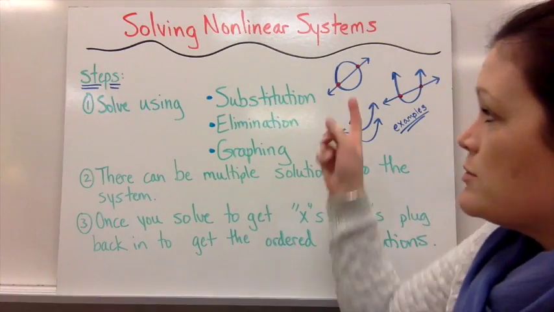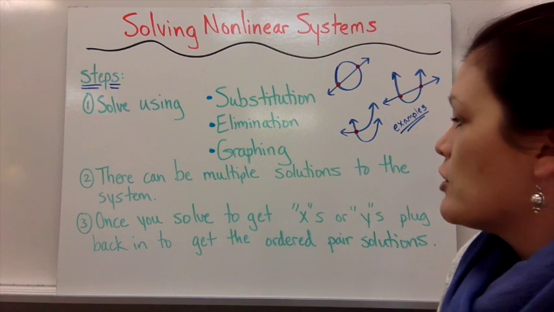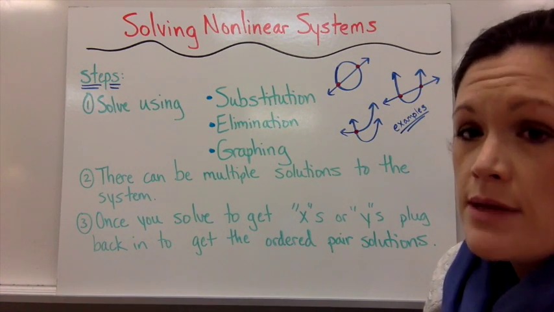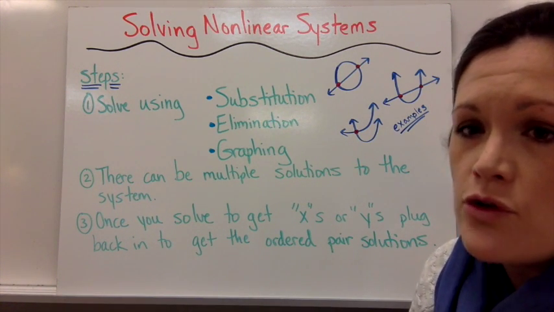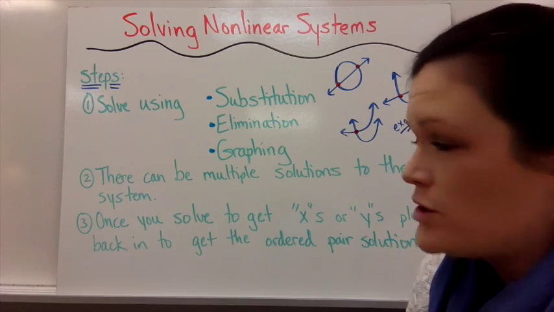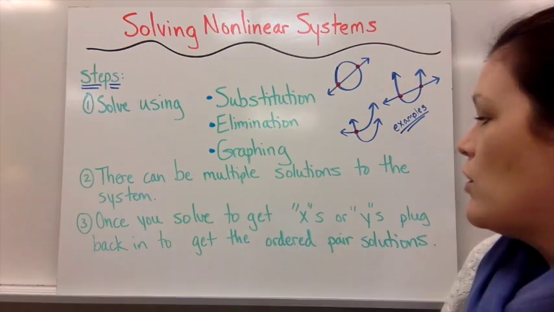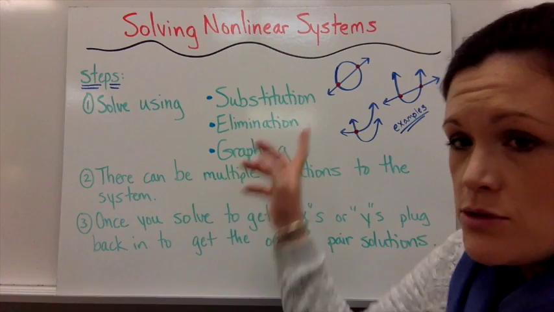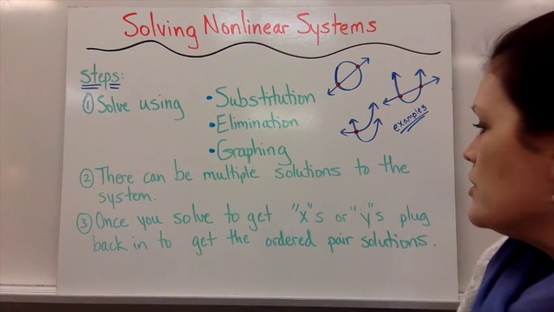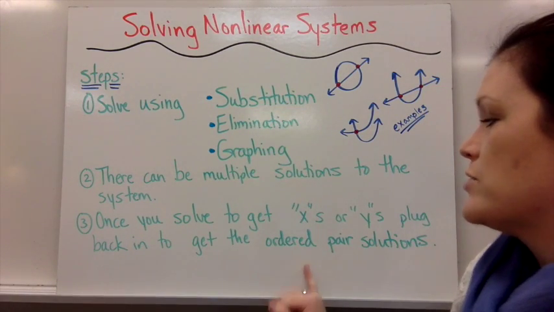So keep in mind we use substitution, elimination, graphing. There can be multiple solutions to the system. There can be none, there can be one, two, and a few times there could be more than two. You never know. So once you solve to get your x's or y's using one of those methods, you plug back in to get the ordered pair solutions.